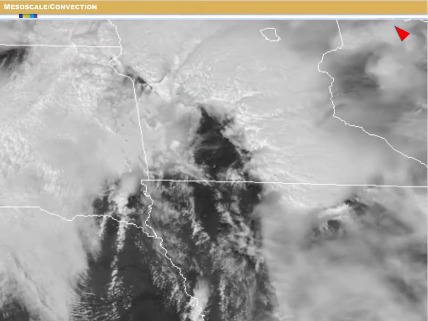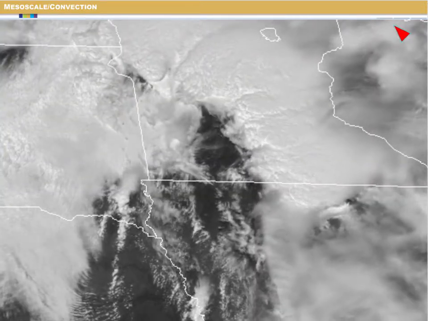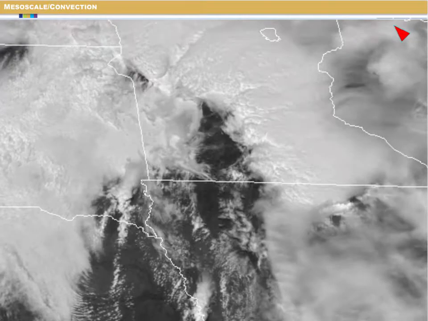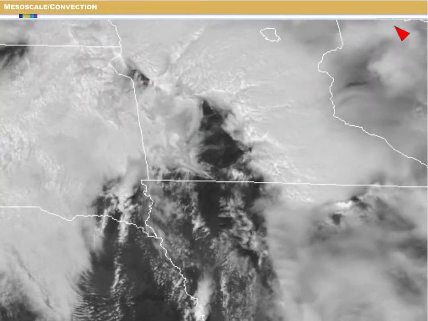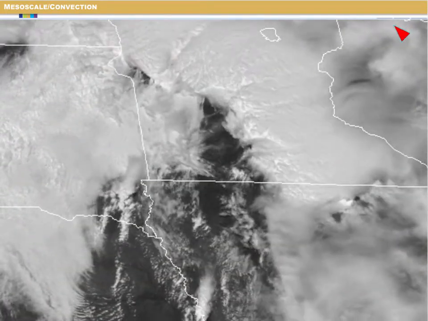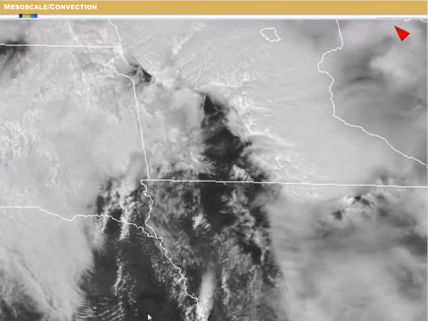It's time for an interactive exercise with the 1-minute imagery. Go ahead and look at this loop for a while and analyze the various boundaries that you see. Once you understand where the boundaries are, see if you can conceptualize what will happen within the next couple hours on the resulting convection based on the boundary analysis that you do.